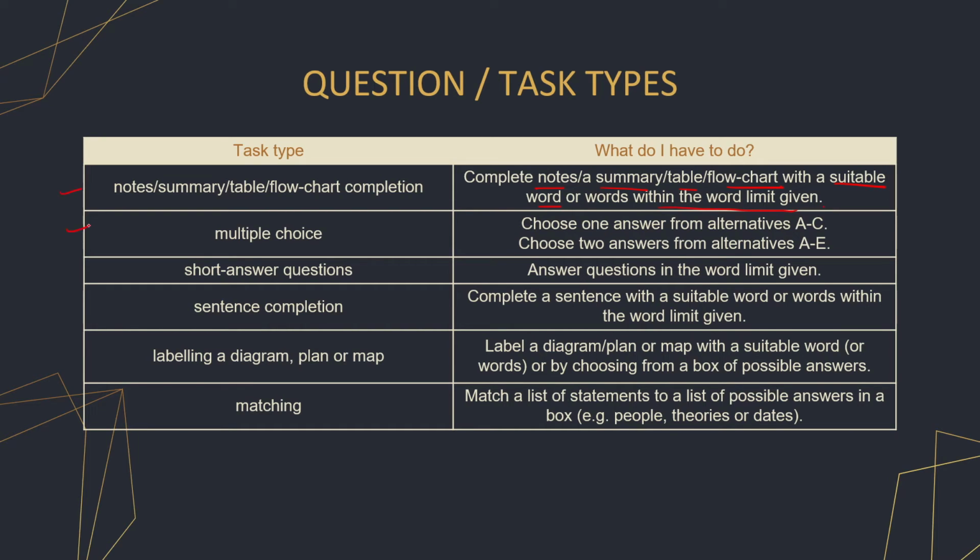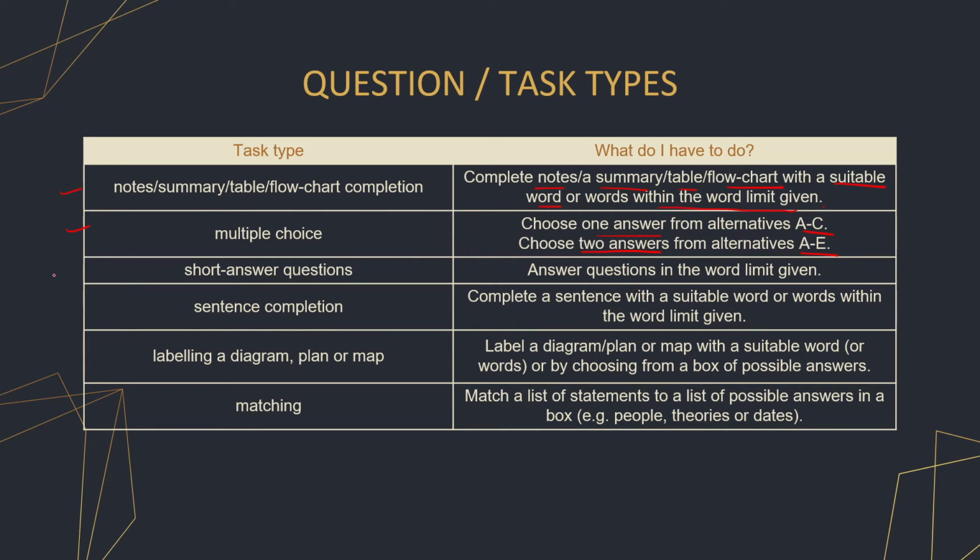The next one is the simple multiple choice questions. As we all know, we'll be given options and we'll have to choose the correct option. But it's important to note, if 3 alternatives are given, we'll have to choose 1 correct answer. If 5 alternatives are given, we'll have to choose 2 answers. So please read all the options very carefully.